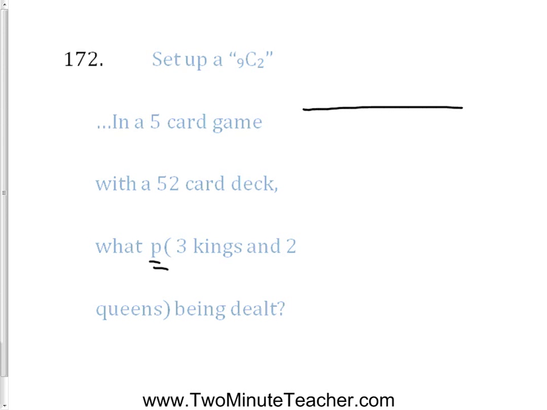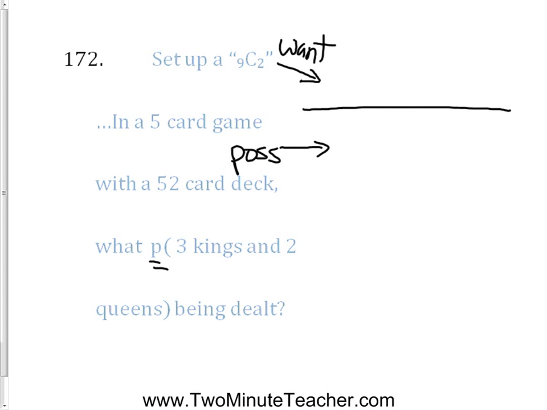So I have to have all the things that are possible on the bottom and what I want on the top. All right, that's the general thing for probability: all the things that are possible go down here and all the things that I want go up here.